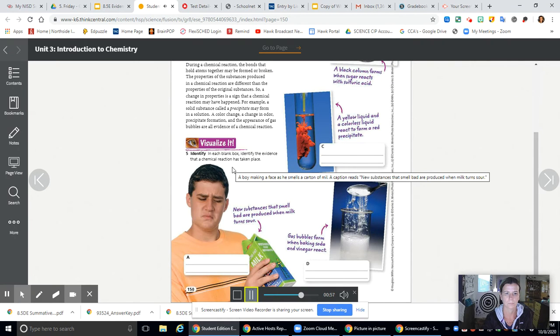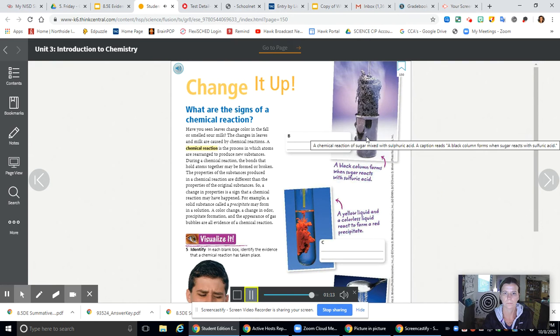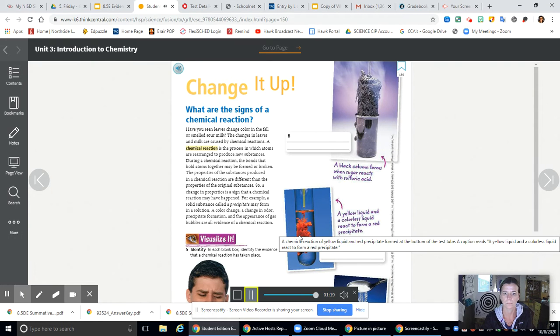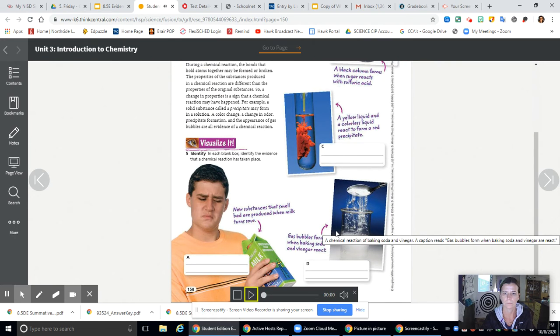Visualize it. 5. Identify. In each blank box, identify the evidence that a chemical reaction has taken place. New substances that smell bad are produced when milk turns sour. A black column forms when sugar reacts with sulfuric acid. A yellow liquid and a colorless liquid react to form a red precipitate. Gas bubbles form when baking soda and vinegar react.